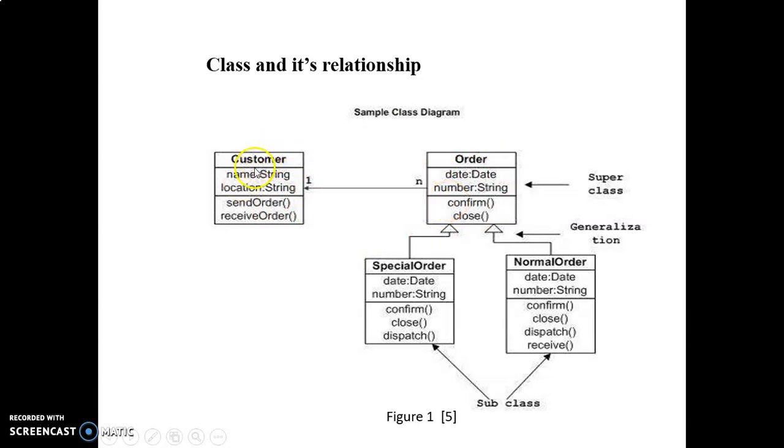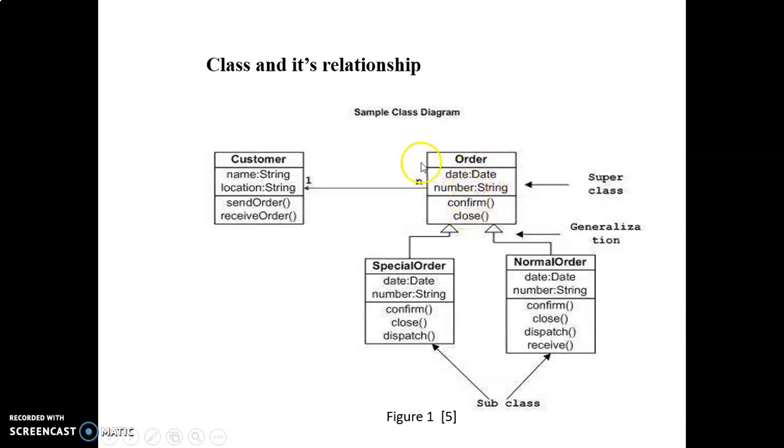For customer, the name, location, and properties are given here. One customer can produce several orders. Without a customer, an order doesn't exist. That's why the arrow comes here. One customer is receiving several orders, that's why n is written here. That means a one to many relationship. Here order is another class. First the order name is here, then the attribute names, then its operations.